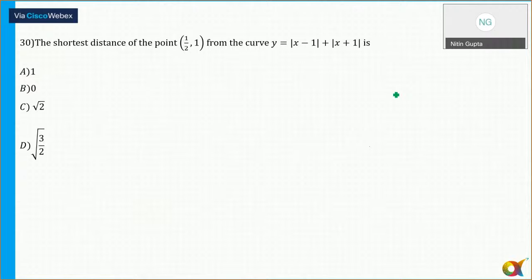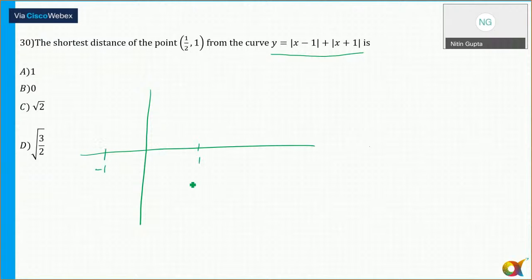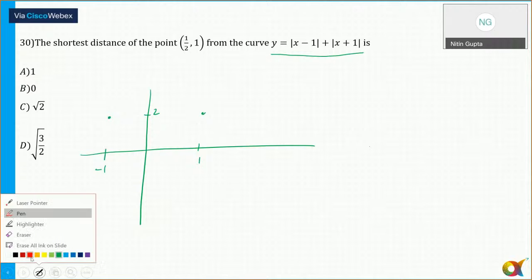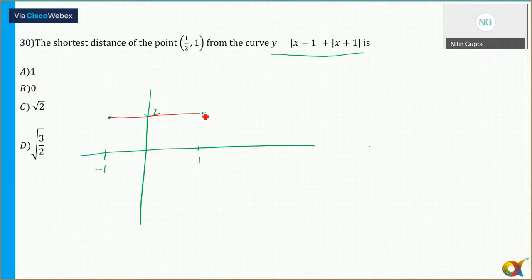30. The shortest distance. So first of all, I'll plot the graph. Okay. So we know the critical points are equal to 1, minus 1 and 1. So at x equal to 1, y is equal to 2. Okay, y is equal to 2. At x equal to minus 1, also y is equal to 2. So what is the graph? We know that the graph will be like this. ये इसका graph है. Okay.